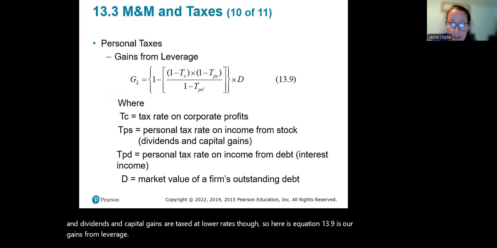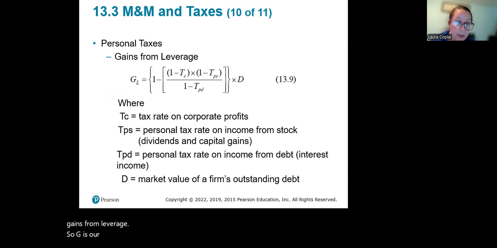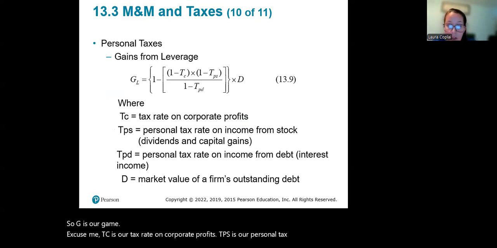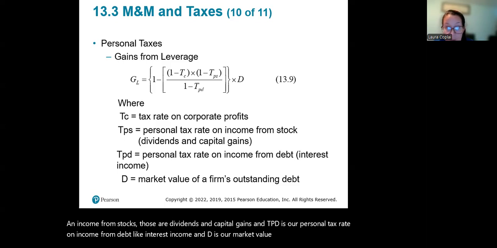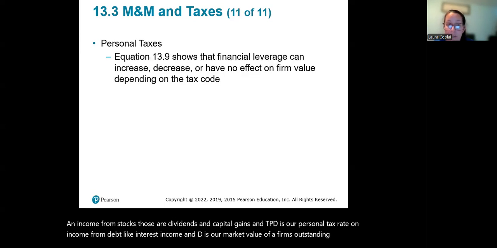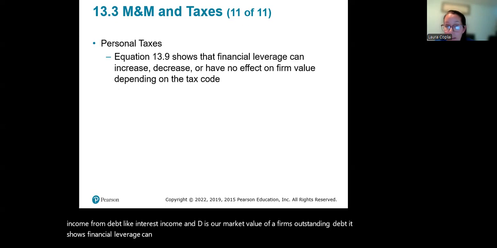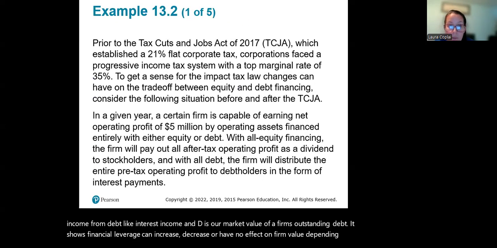So G is our gain. TC is our tax rate on corporate profits. TPS is our personal tax rate on income from stocks. Those are our dividends and capital gains. And TPD is our personal tax rate on income from debt, like interest income. And D is our market value of a firm's outstanding debt. It shows financial leverage can increase, decrease, or have no effect on firm value depending on that tax code.